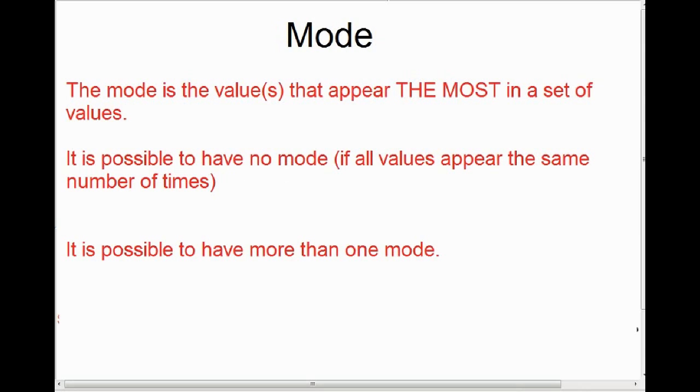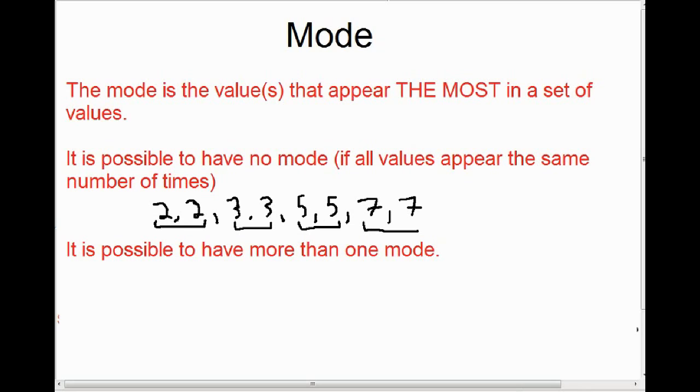The last thing we're going to talk about is mode when we're talking about a set of values. And mode is another way to sort of indicate where the values are at. Mode is the value or values that appear the most in a set of values. I'm just going to talk about this very briefly. It is possible to have no mode. So for example, if all the values appear the same number of times. So if this was our set of values, well, each number appears twice. Each number appears the same number of times. So there is no mode here because they all appear the same number of times.